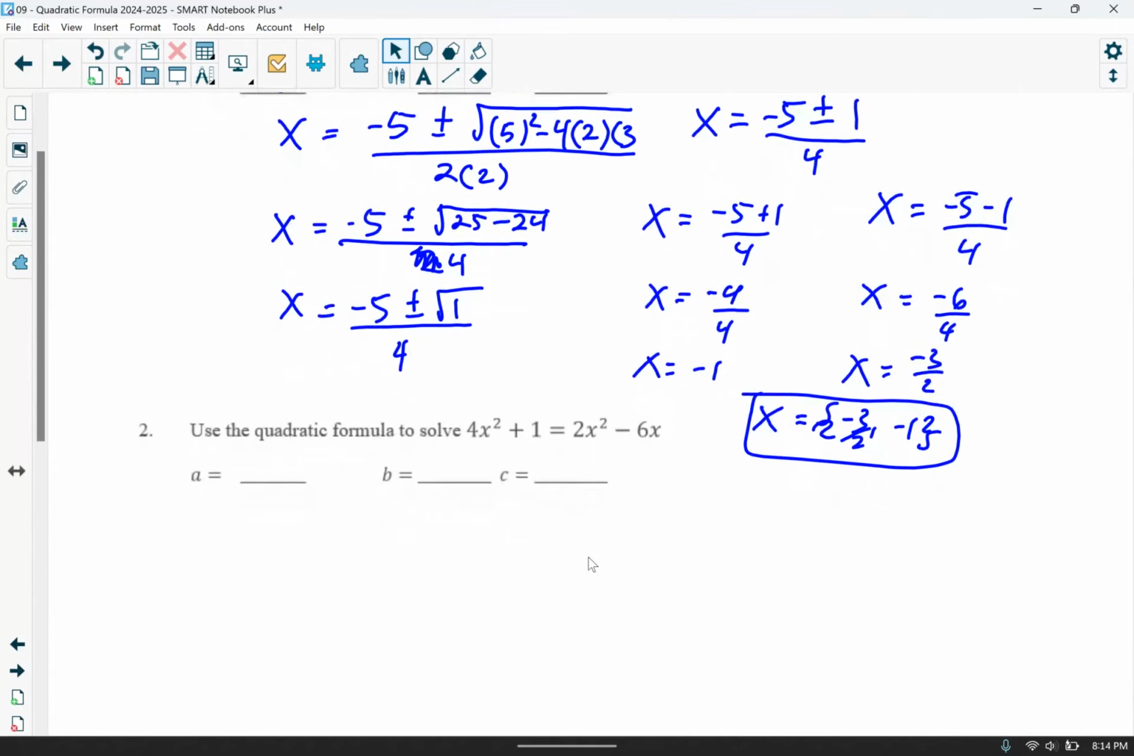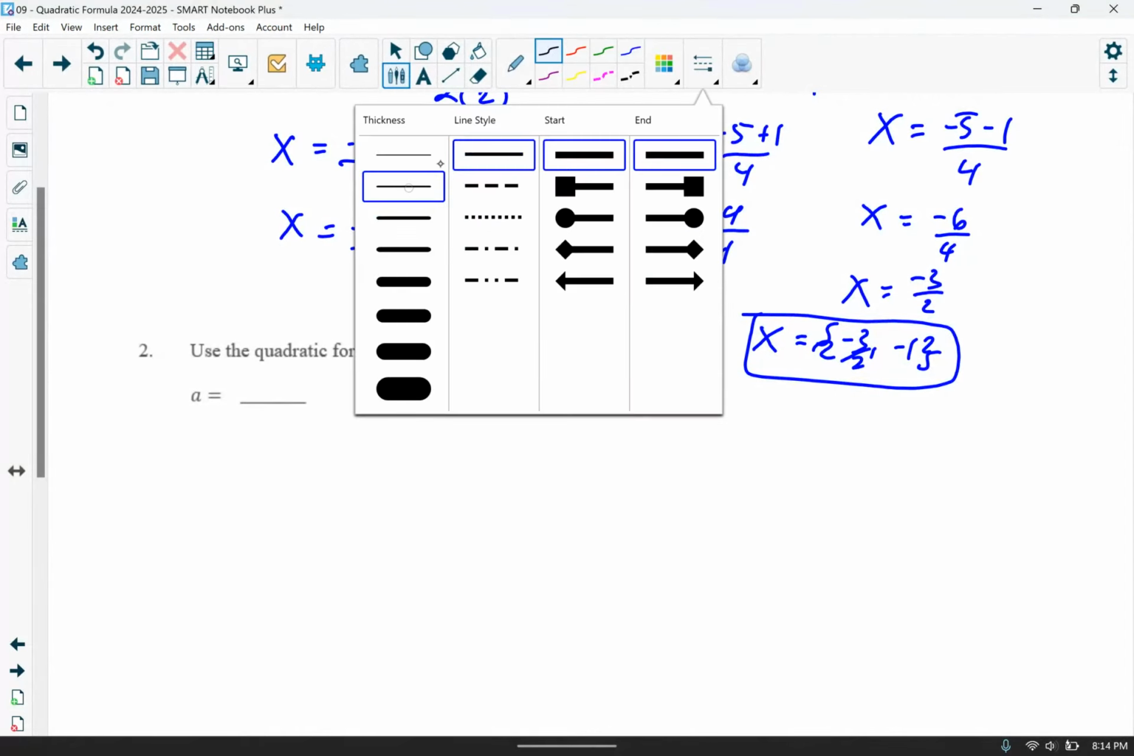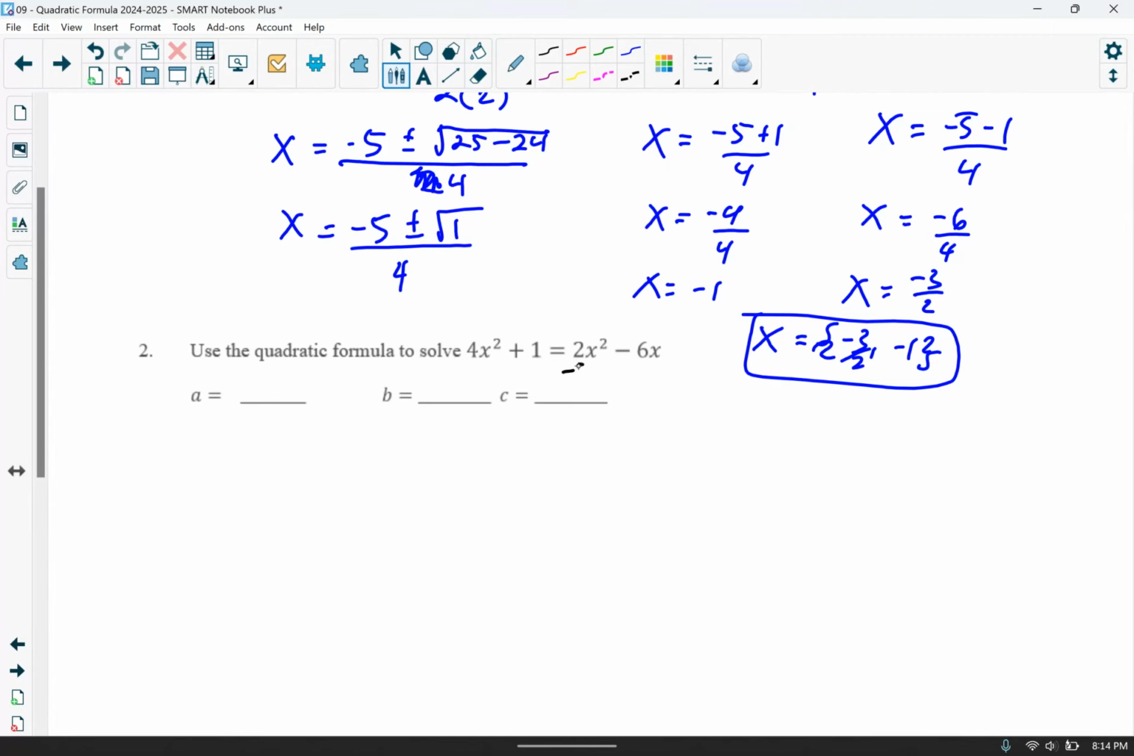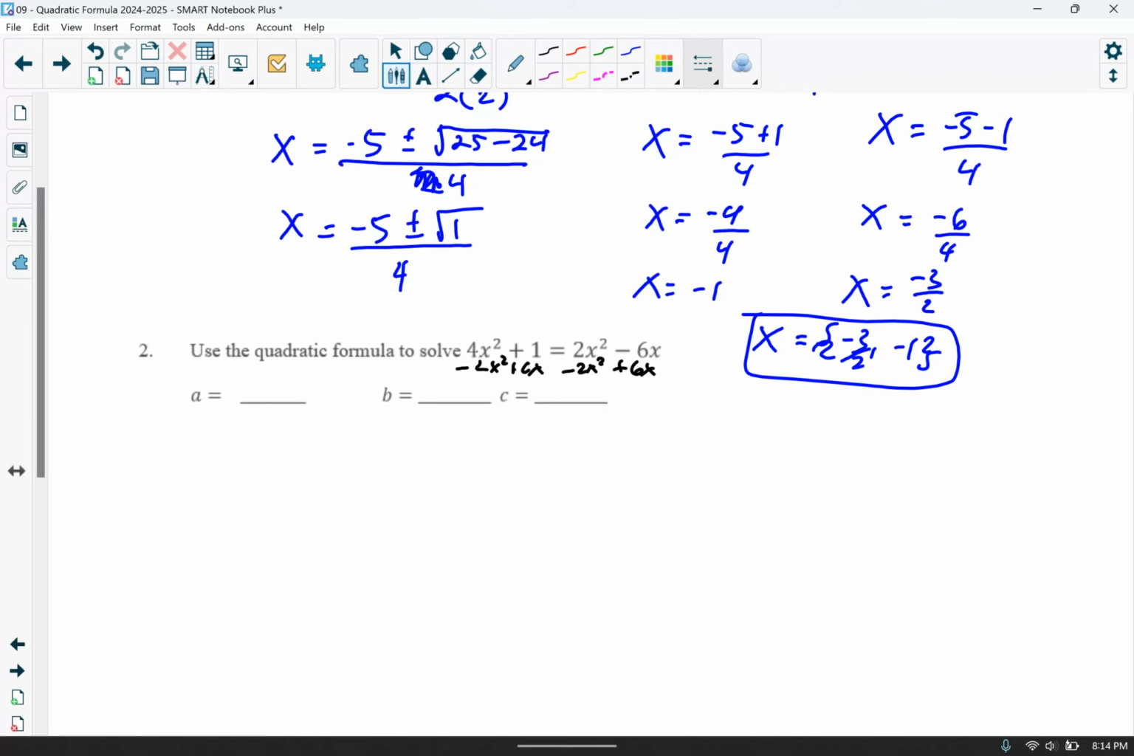A little different because our quadratic's not in standard form. So the first thing we want to do is get that quadratic into standard form and equal to 0. So that's going to be subtracting 2x squared and adding 6x. Once we do get it into standard form, that's going to be what we're looking at for our a value, our b value, and our c value.